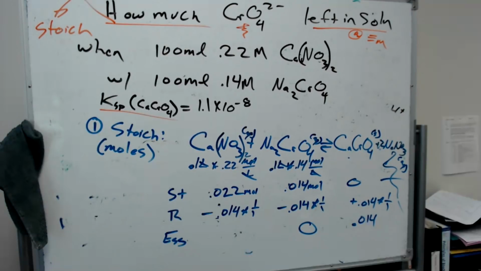Math in my head. 0.08. Double check. Okay, great. 0.008. Yeah, there we go. And we're going to need a couple things here to do the next part. Right? I'm going to need this 0.008 for the next part. So right now, at this point, we've just done our stoichiometry.